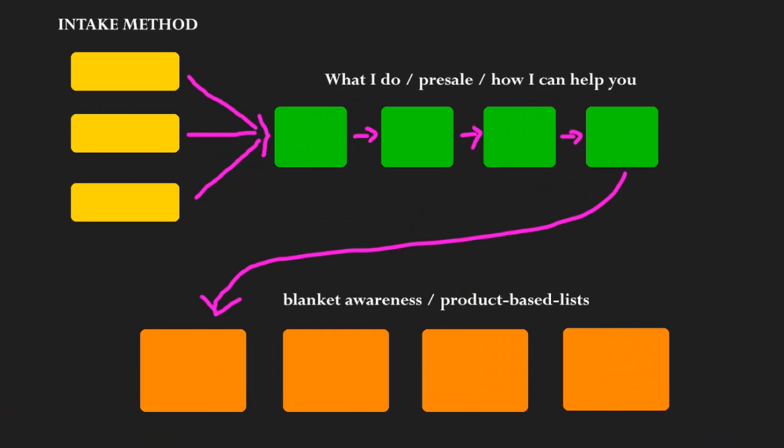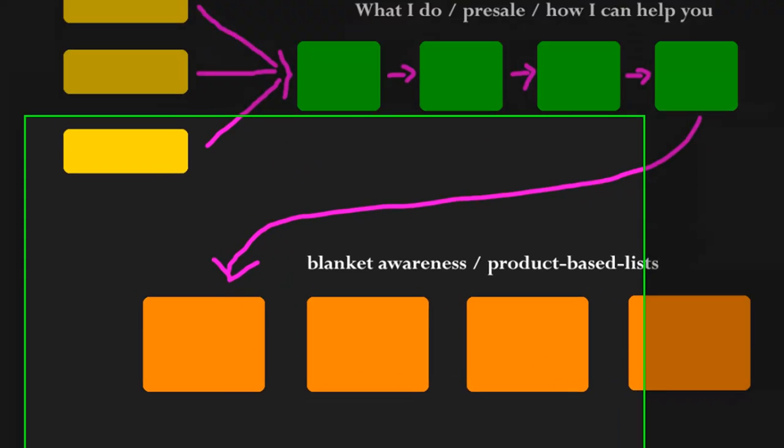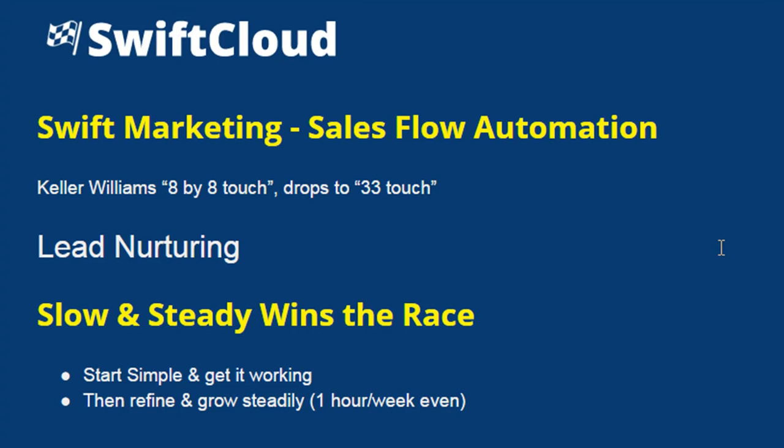In this quick video, we're going to look at marketing sales flow automation, the process of moving somebody from barely aware of your business and your solutions and your products and services to making an actual sale. This is also known as lead nurturing. So in this video, I'm going to explain this graph here in just a moment. What we're talking about is sales flow automation.